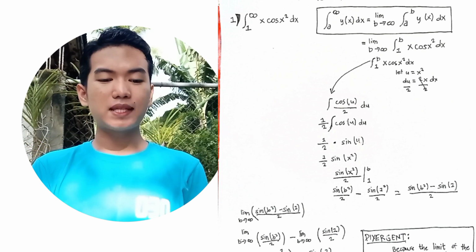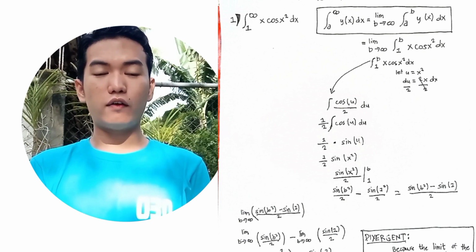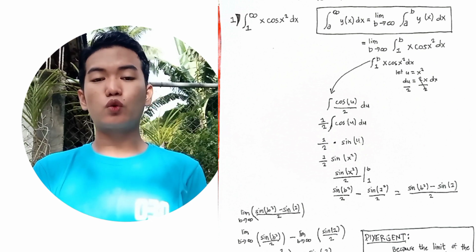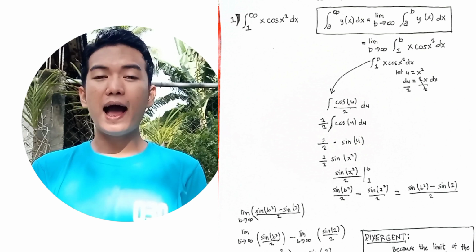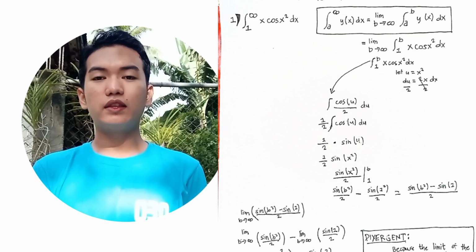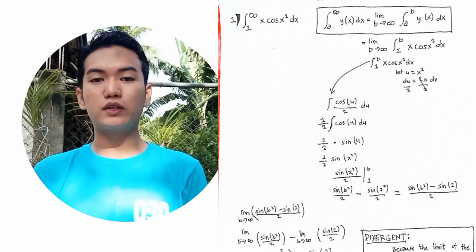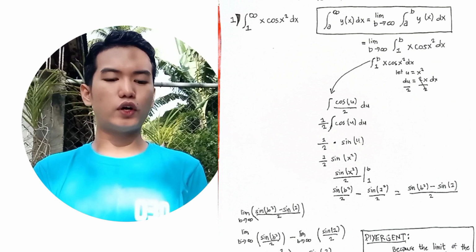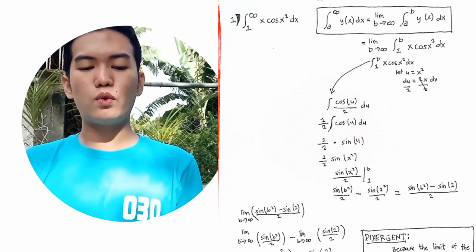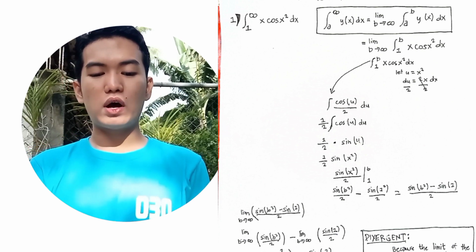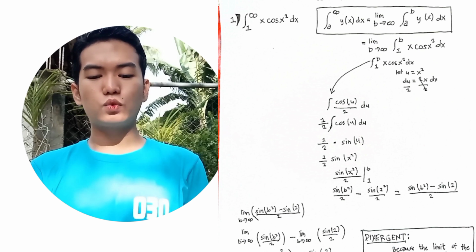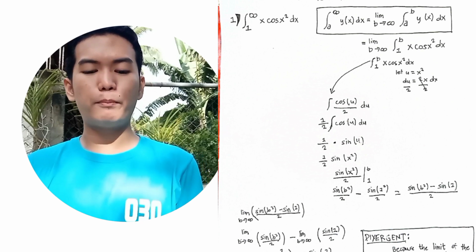In number 1, I am tasked to evaluate the integral with lower limit 1 and upper limit infinity of x cosine x squared dx. Firstly, I have to determine what formula to use. In this case, I will use case number 1 because it is the appropriate formula for this equation. So, let's apply it: the limit of the integral from 1 to b of x cosine x squared dx, where b is approaching infinity.